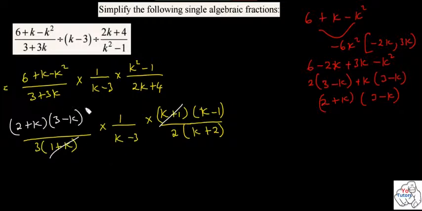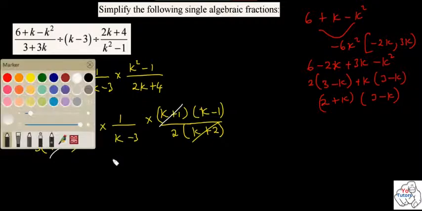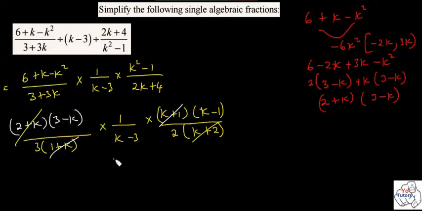Okay, so now let's see if there's anything that you can cancel. 3 minus k, 2 plus k. So we can cancel this one here. We can cancel this one. But 3 minus k, these two are different. This is k minus 3 and 3 minus k. They are different. So what you're going to have now is a final answer. Your final answer should be equal to 3 minus k.